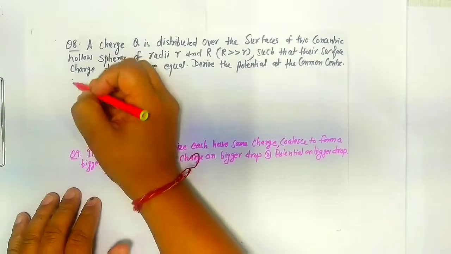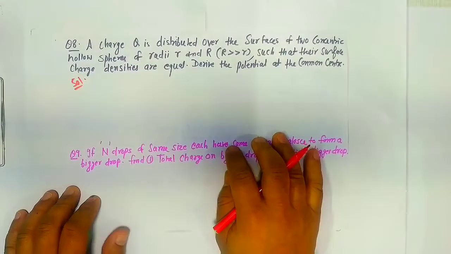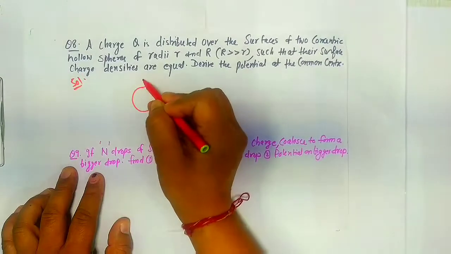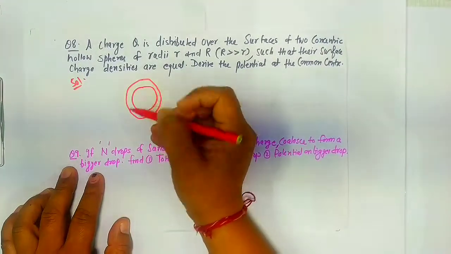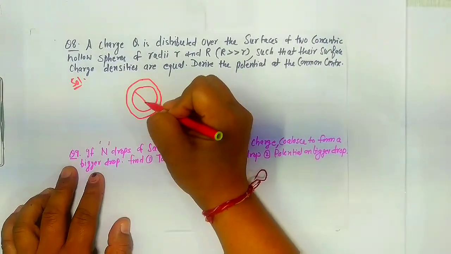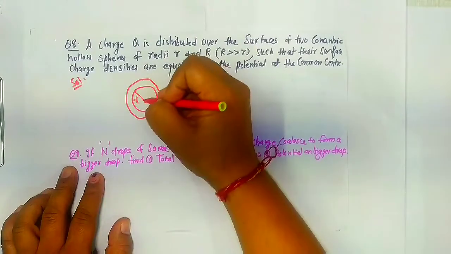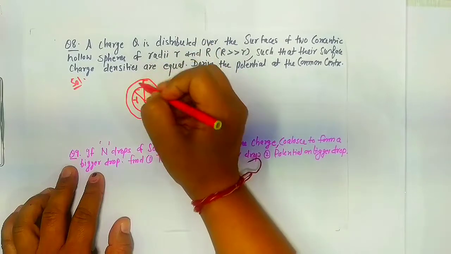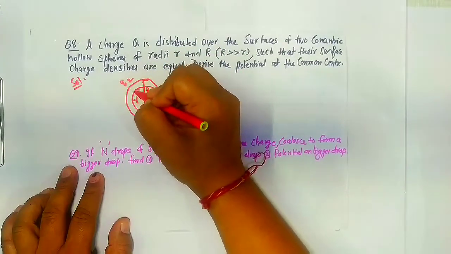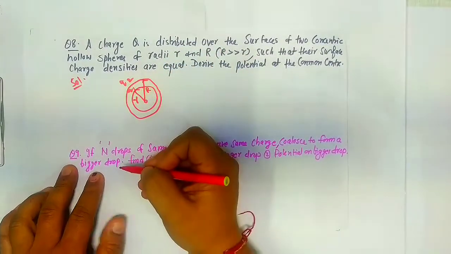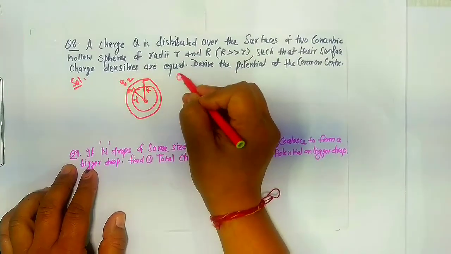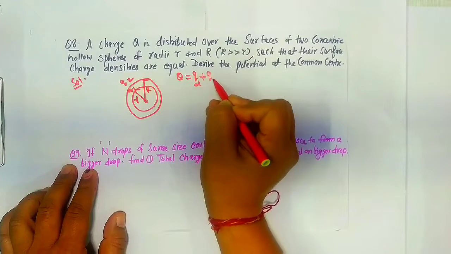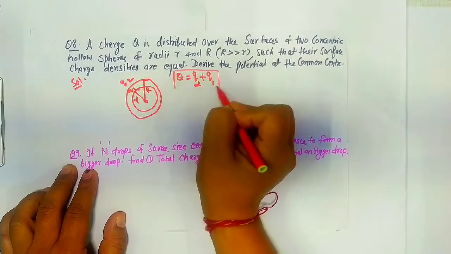So the solution is: a charge Q is distributed over the surfaces of two concentric spheres. Say there are two concentric spheres like this. This one has radius r and the outer one is capital R. Say one has charge q2 and another has charge q1. We have taken the two charges. So the total charge is Q, which we have distributed into q2 and q1. q2 plus q1 is the total Q.